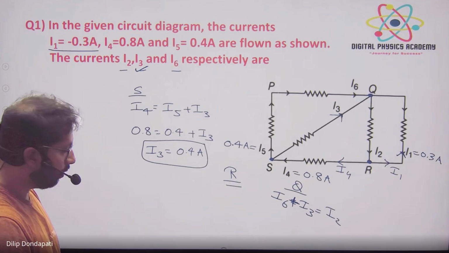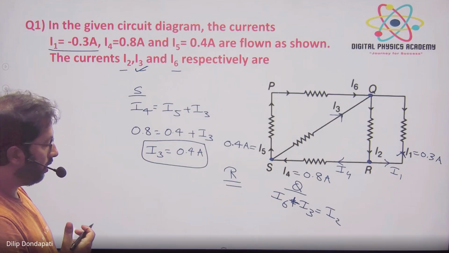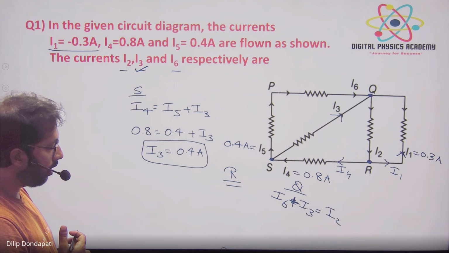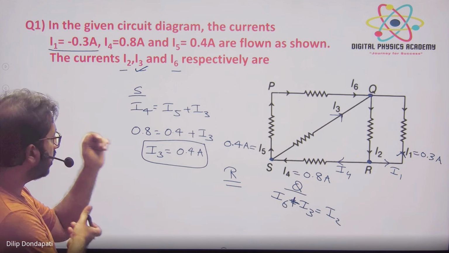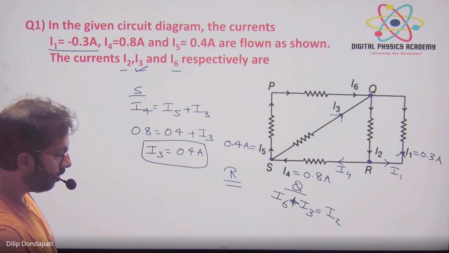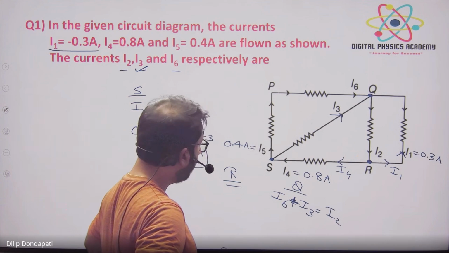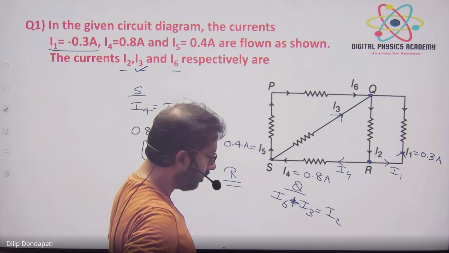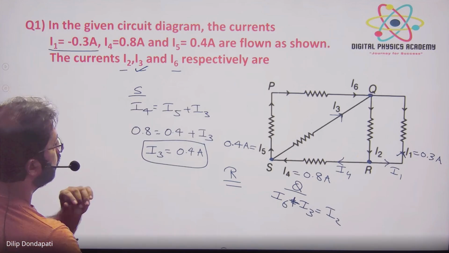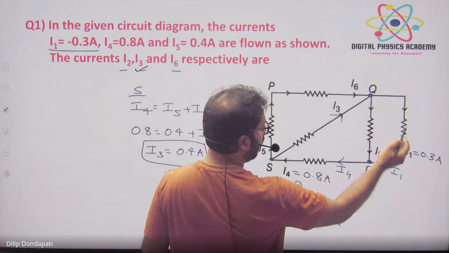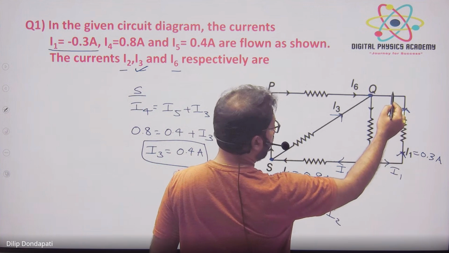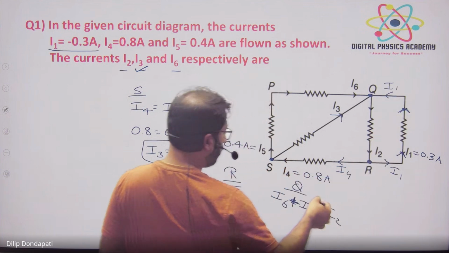No, wrong. I2 is 1.1, right? 1.1. I3 you got as 0.4. So 1.5. You're telling me the I6 answer? Yes, sir. I6 is wrong. This also we are missing. Look, I1 is also missing, right? I1 is like this. Apply that I1. This we missed here.